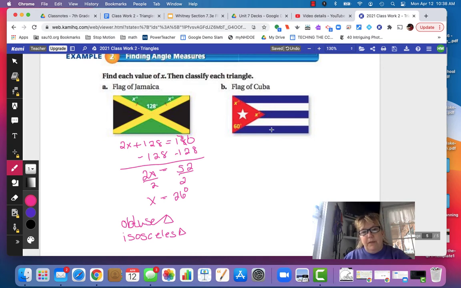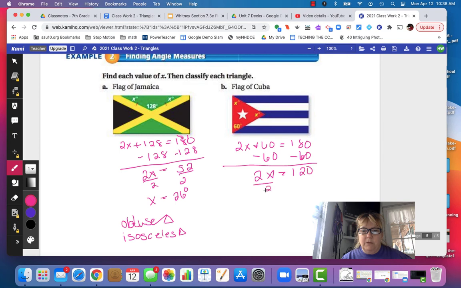This flag is one of the other rock star triangles. It does not have lines of congruency on the sides, but I'll tell you something about that once we figure out what those x's are. Again, those two x's have to be the same, so we have 2x plus 60 is equal to 180. I am going to subtract 60 from both sides, and 2x is equal to 120. Divide both sides by 2. We end up with x is equal to 60 degrees. This is the other rock star triangle. It is a 60, 60, 60 triangle.